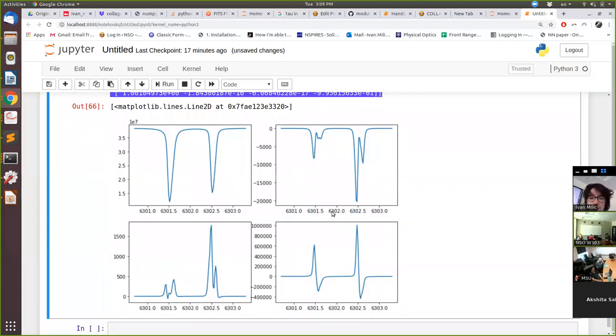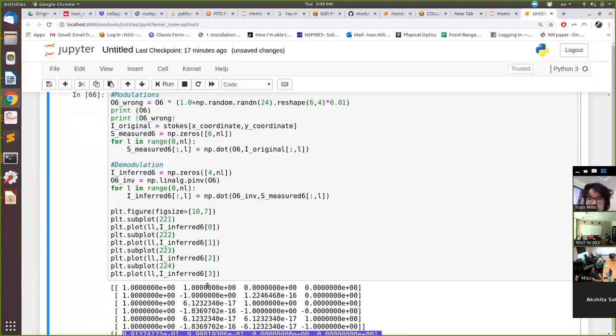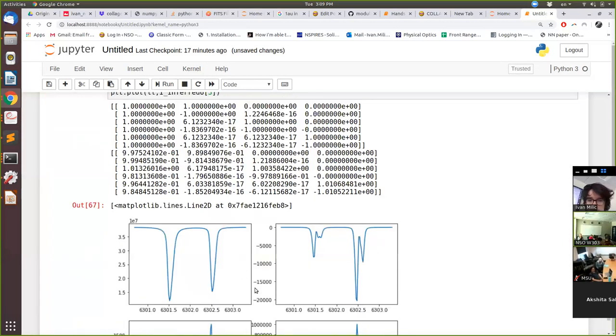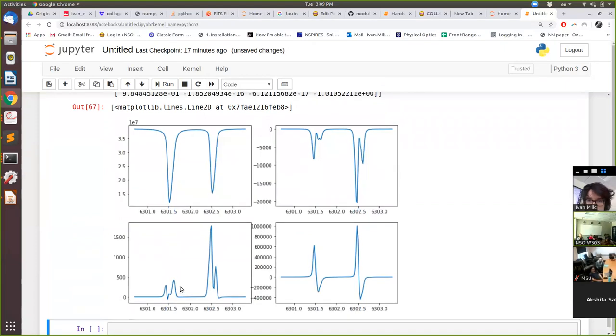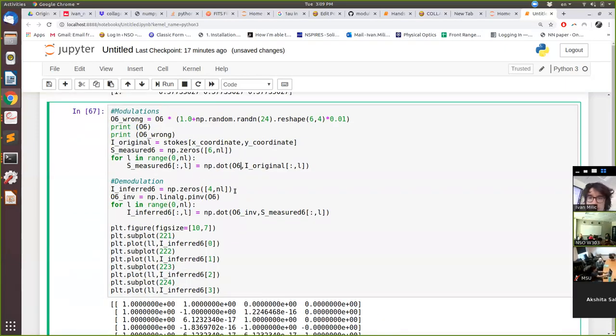And now what I'm gonna do is I'm gonna invert using the same thing. And when I do that, okay, well, I also need to, when I'm modulating, I need to modulate with the wrong one, right? So wrong one, why are we modulating with the wrong one? We're not doing this on purpose. We're just simulating the fact that we don't know what the actual modulation matrix is. We think that it's something, but it's actually something else.